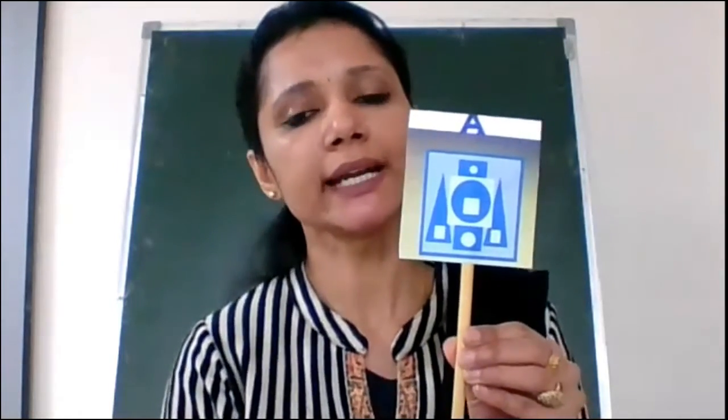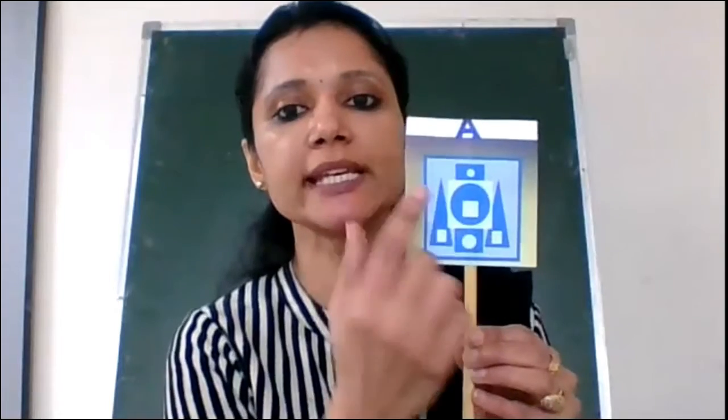Now children, if I want you to draw a line on this picture such that it divides this picture into two similar halves, how would that line be? Would that line be vertical in the center? Would that line be horizontal, or would that line be diagonal? Vertical. Vertical line.